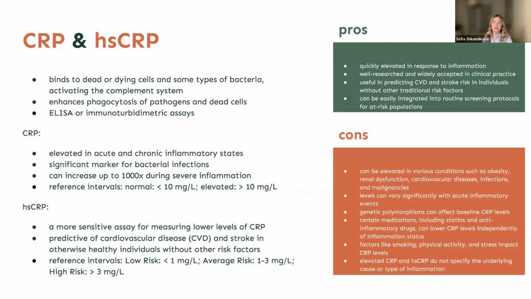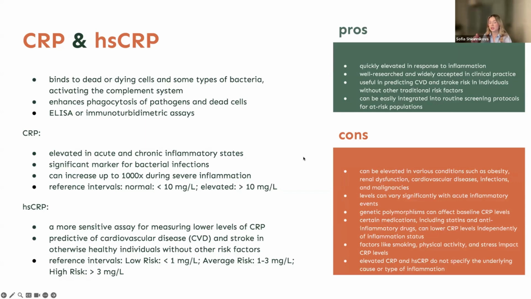The cons, unfortunately, are that CRP can and will be elevated in various conditions such as obesity, renal dysfunction, cardiovascular disease, infections, and malignancies. And levels can vary significantly with acute inflammatory events. So when you attempt to use it in terms of assessing the risk, you need to be very, very sure that your patient doesn't have any acute inflammatory events going on. Genetic polymorphisms can also affect baseline CRP levels.